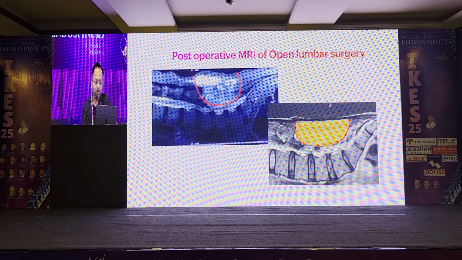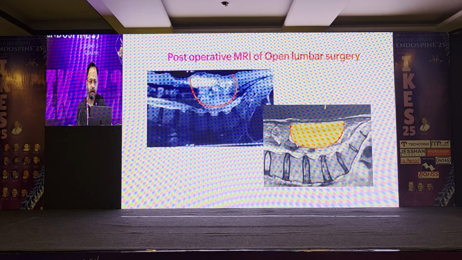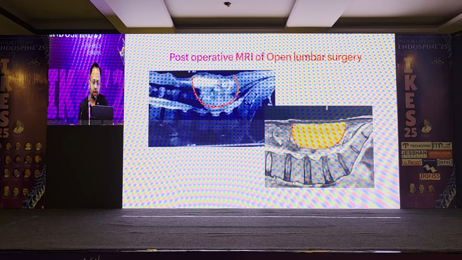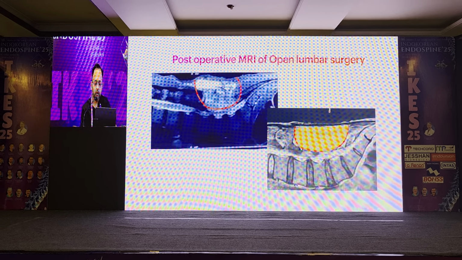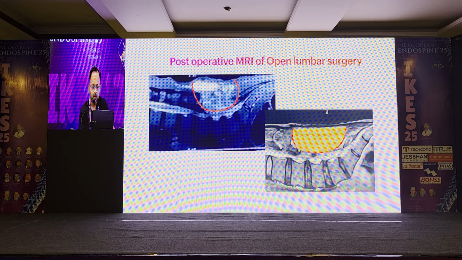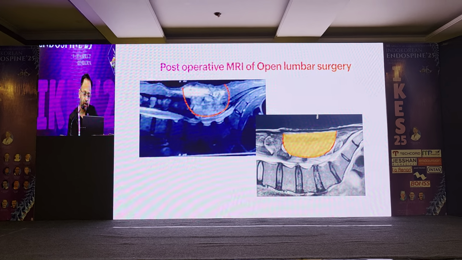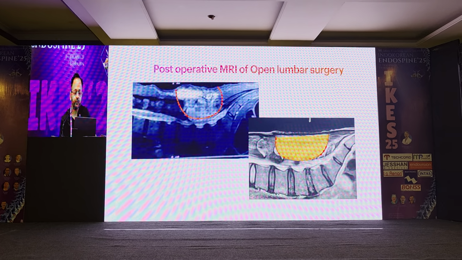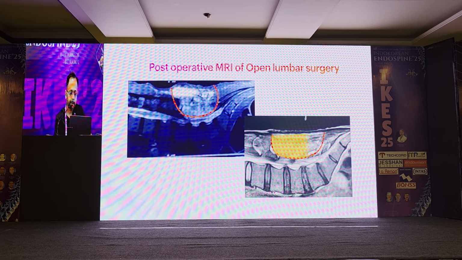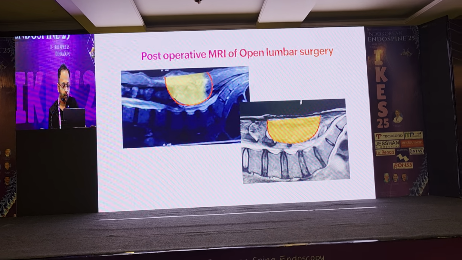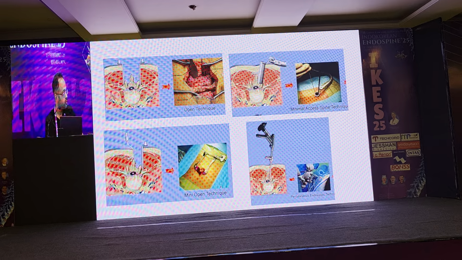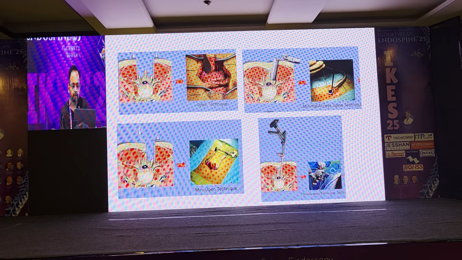This is normally a post-operative MRI for regular open conventional laminectomy. You see one level and one level down, a lot of muscle damage, muscle atrophy, loss of facet joints and multiple things. So you know how things have started.